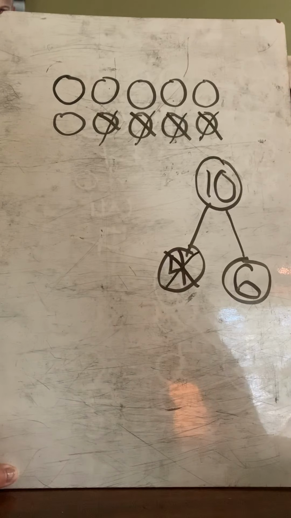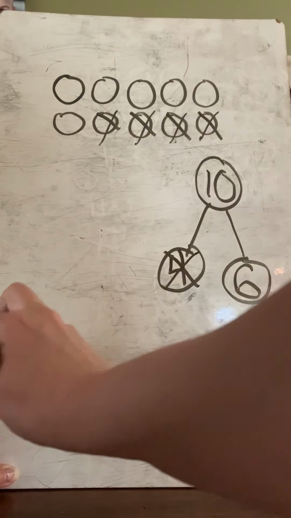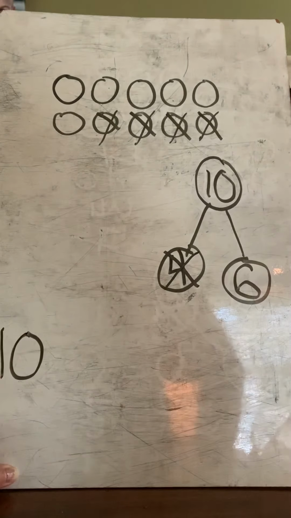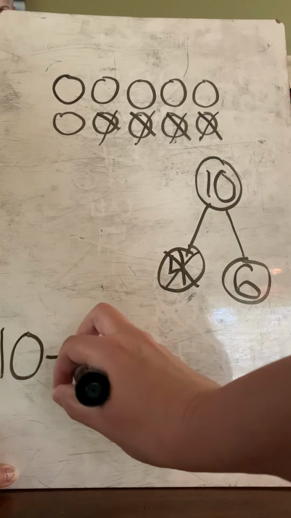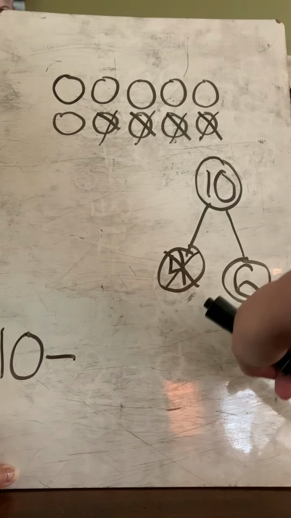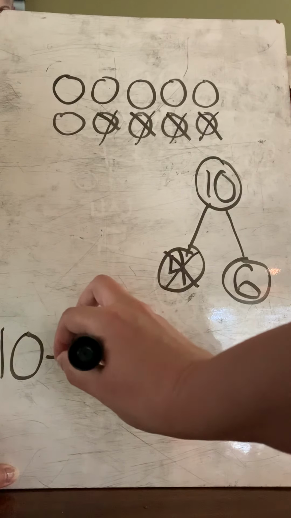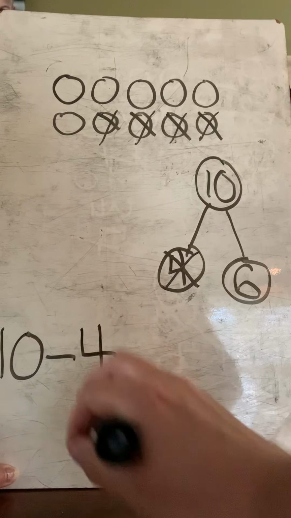Now let's fill in that number sentence. Remember, we always start with our whole. Good job. Make that number 10. What's the sign that means take away? Minus. Awesome. The next number is how many we took away. Look at your number bond. How many cars drove away? 4. Good job. Make that 4.